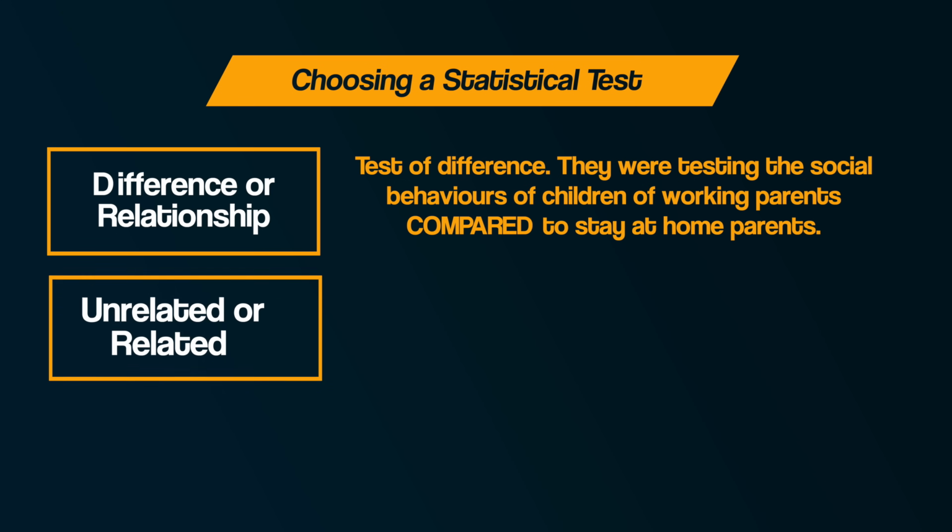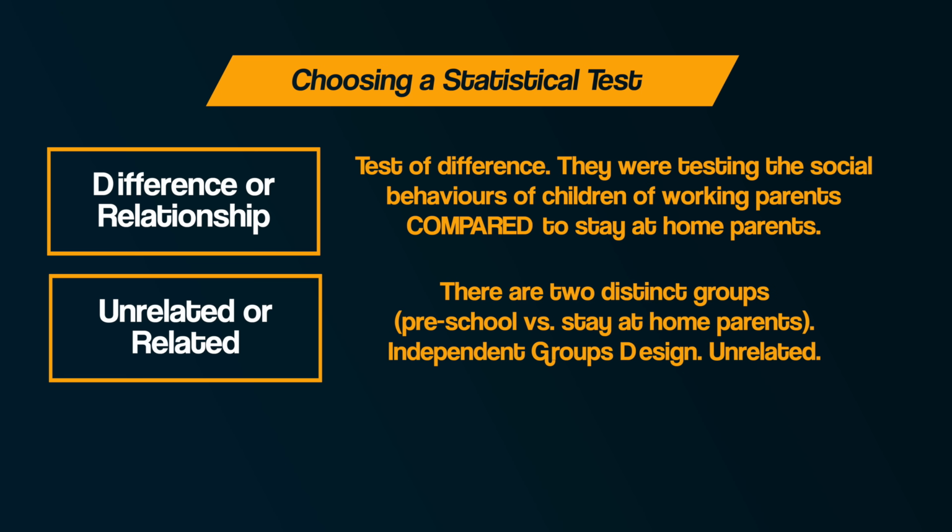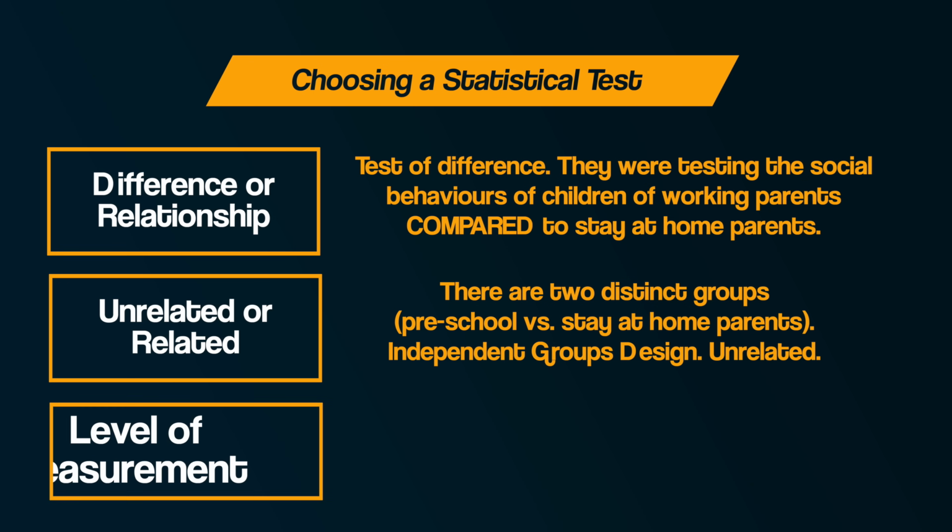Is the data unrelated or related? Well, to figure this out, we need to know that unrelated data comes from independent groups designs, separate groups, whereas related data comes from repeated measures and matched pairs designs, where they're the same and similar groups. Here we can see that there are two distinct groups, preschool versus stay-at-home parents, so it's unrelated. Finally, the level of measurement.